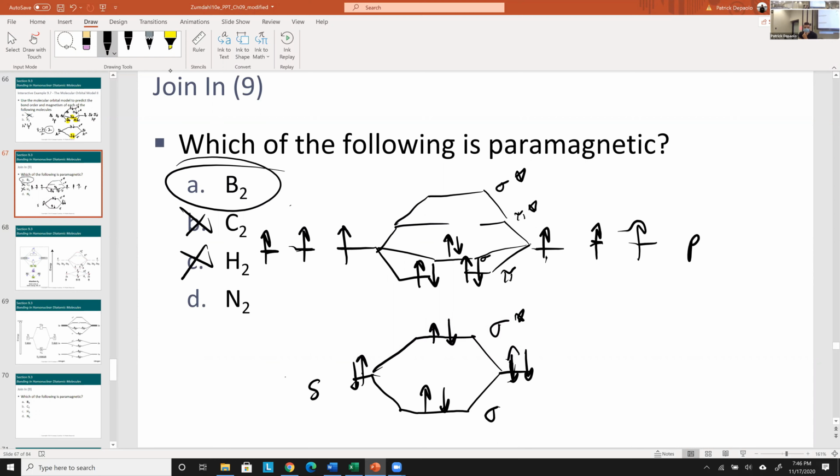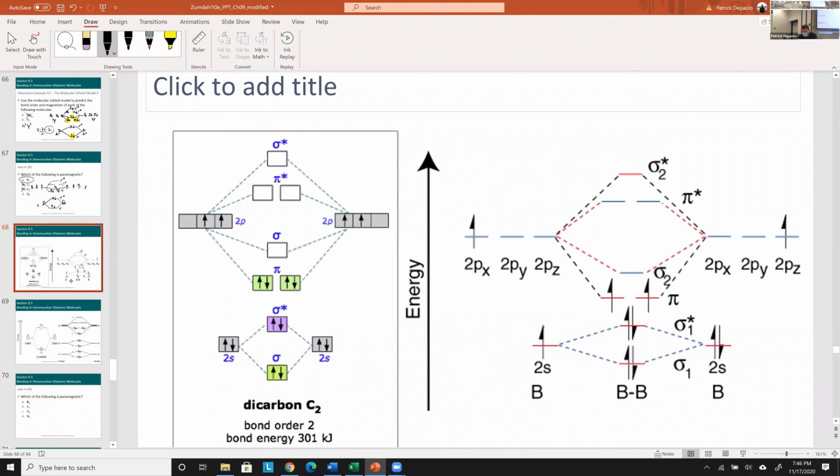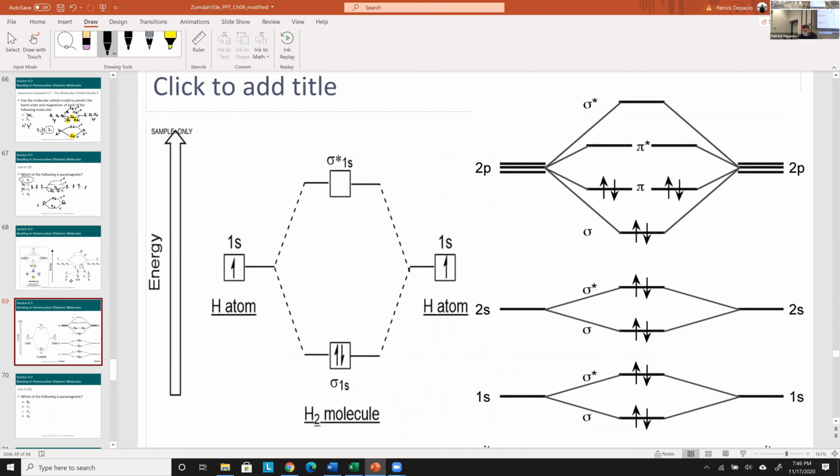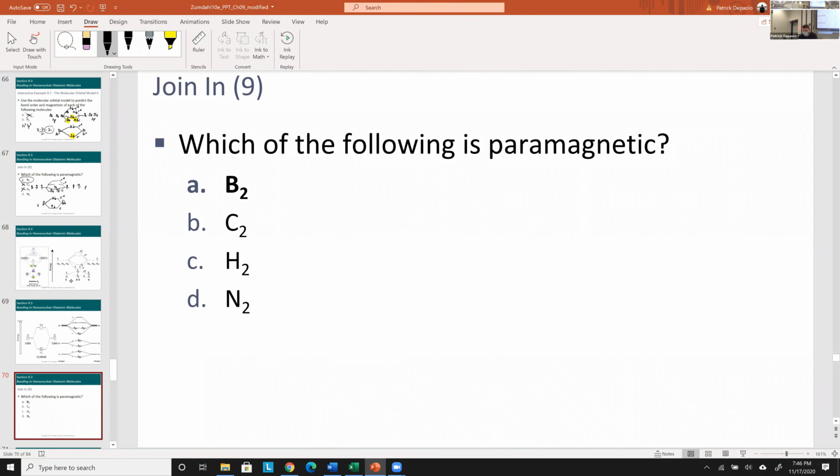Yeah, kind of. Okay, all right, cool. All right, so here's just more examples. Here's carbon, we saw that already. Here's hydrogen, we saw that already. Okay.